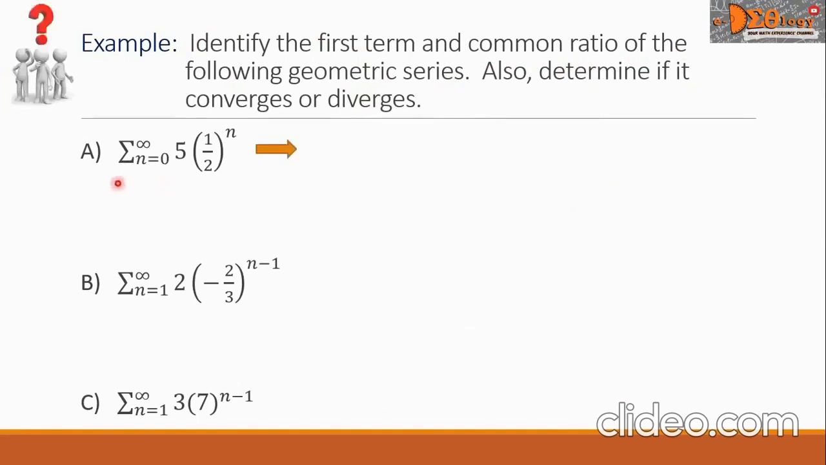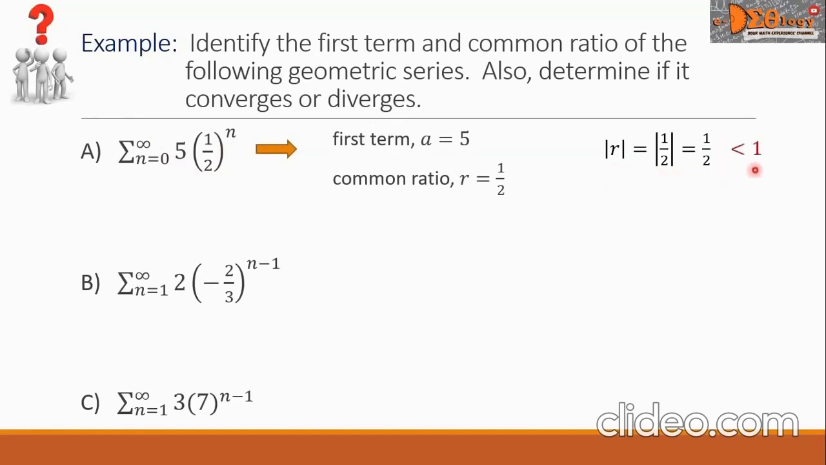Let's start with problem A. Summation from n equals 0 up to infinity. The function is 5 multiplied by the quantity 1/2 raised to n. Here, the first term, which is a, is equal to 5, while the common ratio, or r, is equal to 1/2. To test for convergence or divergence, we say that the absolute value of r is equal to the absolute value of 1/2. When we simplify, this is equal to 1/2, which is less than 1. Therefore, this series converges.